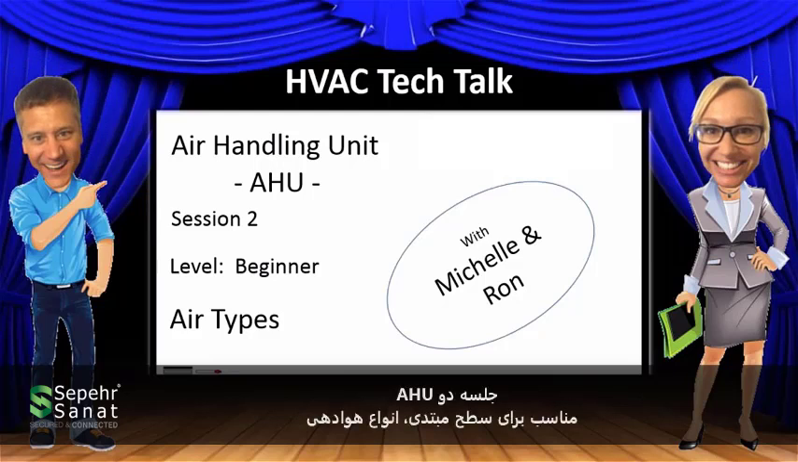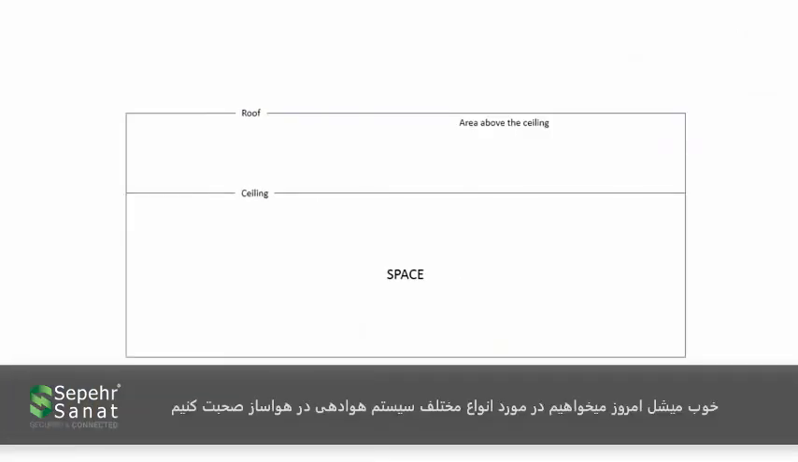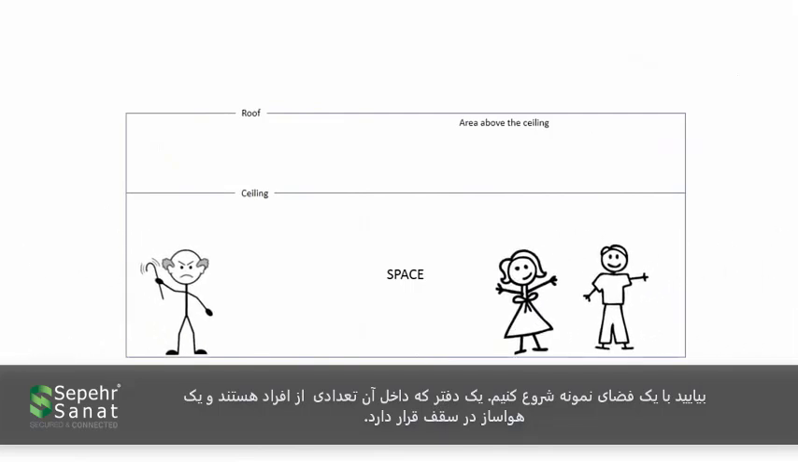AHU Session 2, Level Beginner: Air Types. So Michelle, today we're going to learn about the different airflows with an air handler. Got it. Let's start with an example space. Let's say it's an office. Let's put some people in it, and we'll put an air handler someplace above the ceiling.